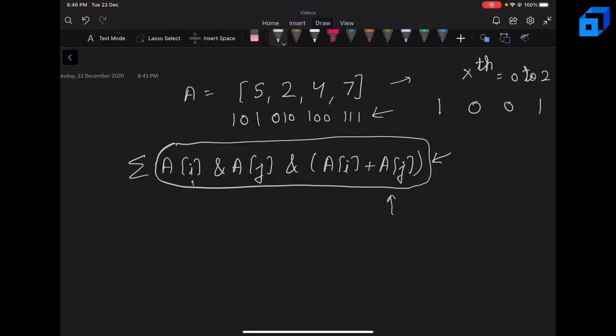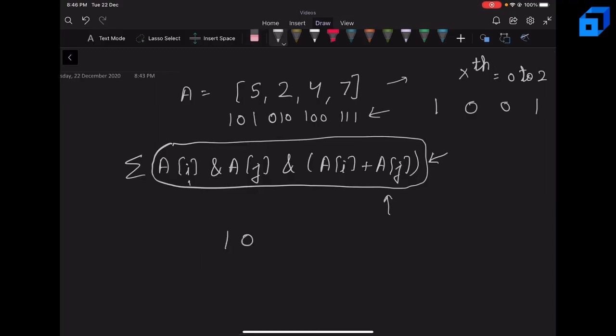So let's try this in our case to understand the example more clearly. So 1001. For the xth bit to be 1 in the AND, the xth bit should be 1 in ai and aj both, because if it is 0 in either of the numbers, this will contribute 0 because of the properties of AND. So for this case, we can only take these two numbers as a pair. Given these two numbers, we also have to check if ai plus aj will have the xth bit set or not.